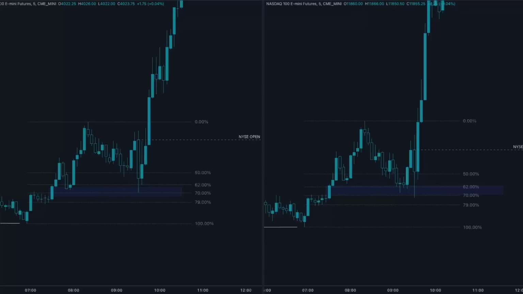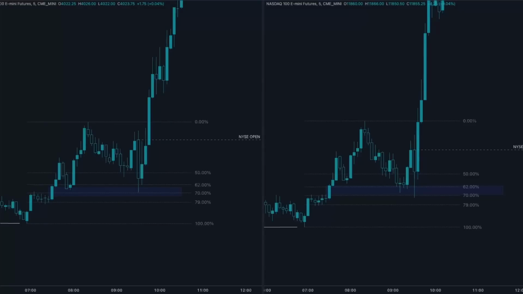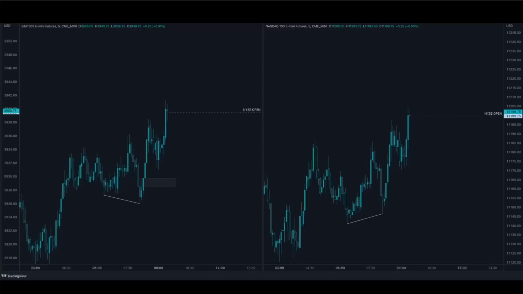So clearly in this example, the first point I want to make in showing the perfect example first, so there's going to be many examples that are not as clean as this, is that sometimes it won't matter which ticker you take, as they both will work or not work. So if you were struggling to decide which one to trade, S&P or NASDAQ, there's going to be a lot of examples where the market is just determined to go in a certain direction, and all of them are in agreement and moving very similarly, and it doesn't really matter which one you would have taken. So let's look at another example.